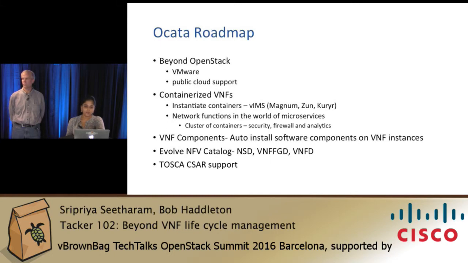There are a few roadmap items we have for the Ocata cycle. We are now planning to integrate beyond OpenStack with VIMs such as VMware, and also integrate with public clouds such as AWS and Google Cloud. We are also planning to support containerized VNFs. There are some challenges: how do we instantiate containers as VIMs and provide network functions in a cluster of microservices? And the other important feature we are working on is VNF component support, where we want to automatically install software components on simple VNFs.